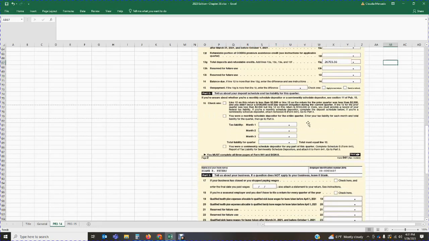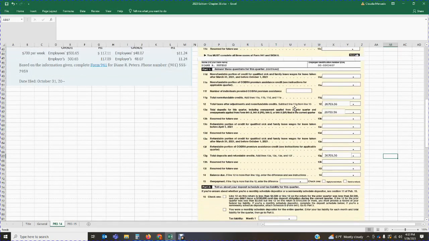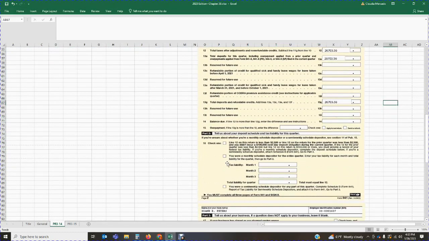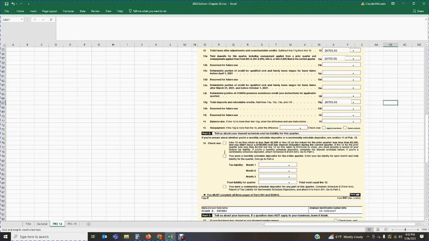Okay, so it says here, check 1. Line 12 on this form is less than 2,500. So let's look at line 12. Line 12 is 26,000. So that first box does not apply. Okay. The second box does apply. We are a monthly scheduled depositor. We make monthly payments. Okay. So we're going to go ahead and check off that second box.